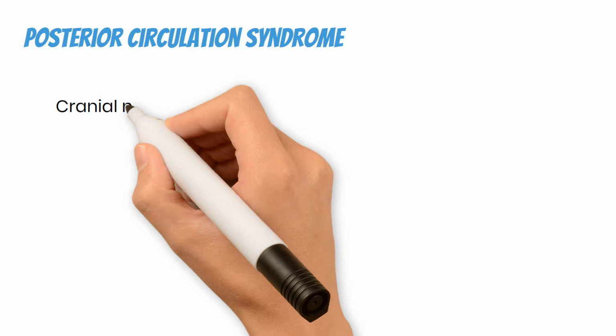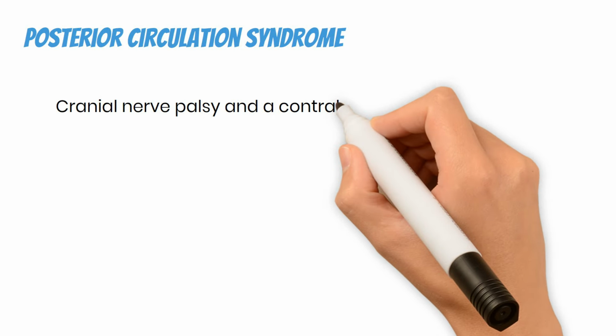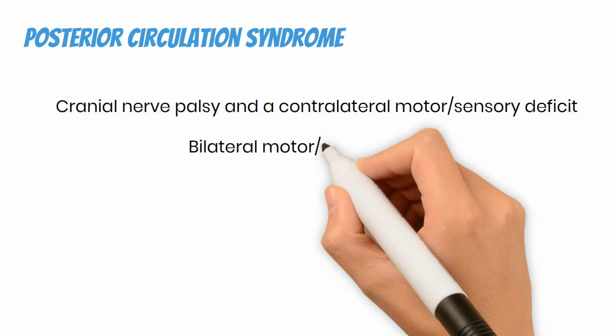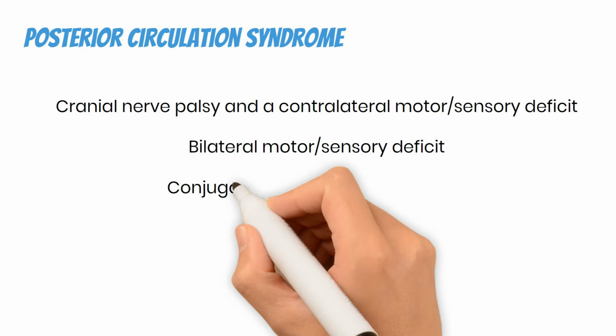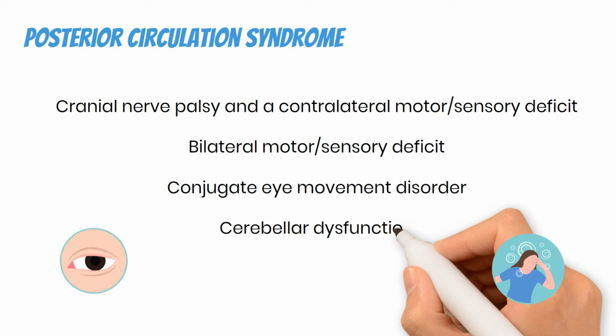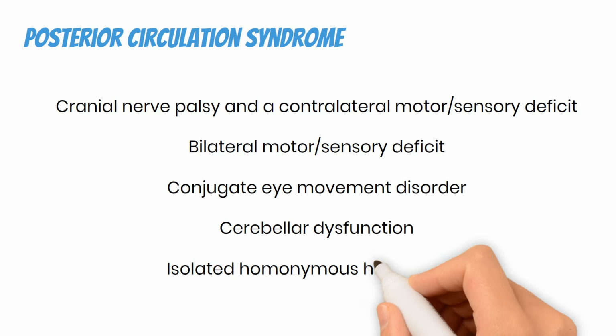A posterior circulation syndrome involves damage to the area of the brain supplied by the posterior circulation. And one of the following features needs to be present to diagnose a posterior circulation stroke. That is cranial nerve palsy and a contralateral motor or sensory deficit, bilateral motor or sensory deficit, conjugate eye movement disorder like horizontal gaze palsy, cerebellar dysfunction like vertigo, nystagmus and ataxia, and isolated homonymous hemianopia.